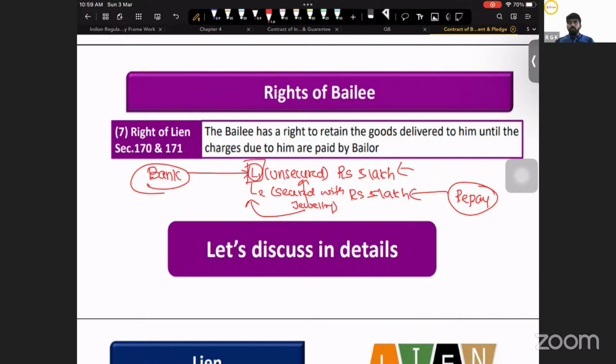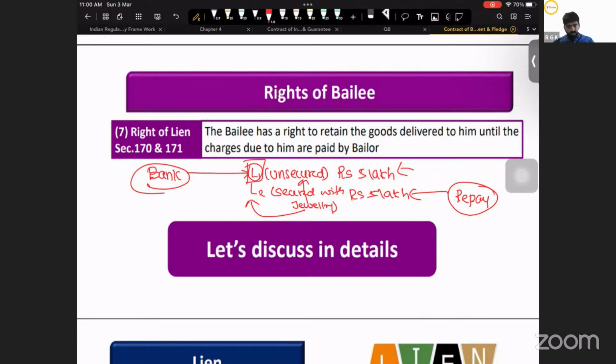I repeat, general lien means retaining anything that belongs to some other person towards recovering of any dues that is due from such person, towards recovery of any debt which is due from such person, any amount that is due from such person. This right is called general lien. However, we cannot randomly retain any goods of any person towards any dues. It is only 5 people who have this right to retain the goods. Those 5 people are bankers, factors, wharfingers, policy brokers, and attorneys of law.